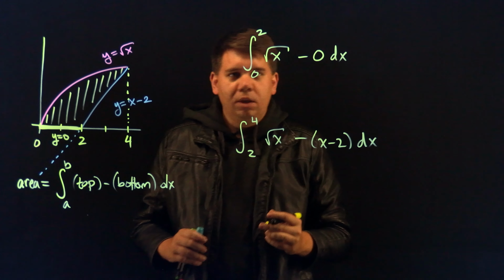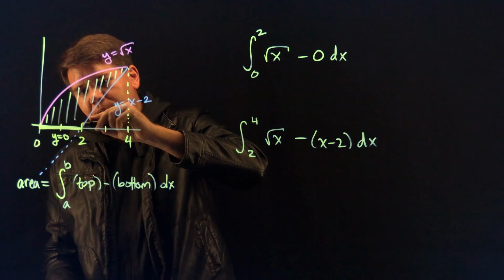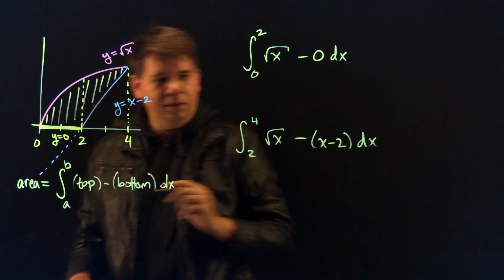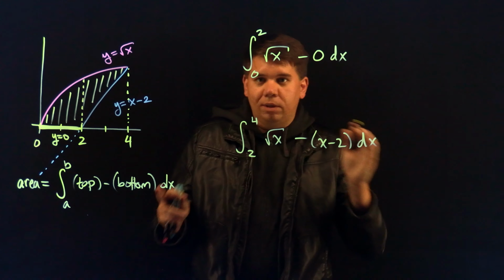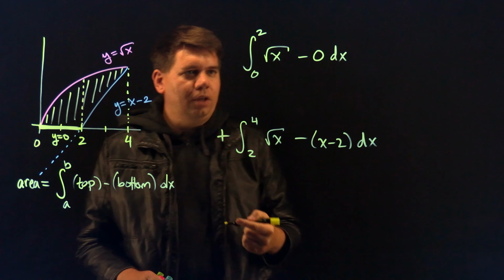The way we find this area is we just break it up into these two regions. One finds the area from 0 to 2, which will give us this region, and the second gives us the area from 2 to 4. This isn't too bad at all. We're just going to add these. So let's find these areas and solve them.